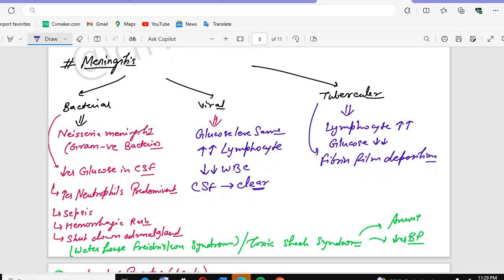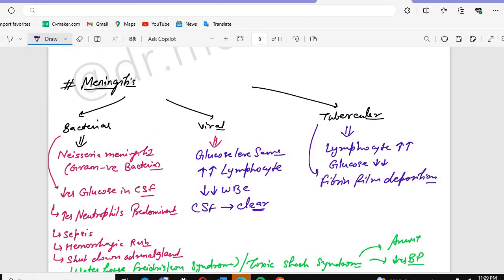Then it will be viral. What you will see is an increase in the lymphocyte level, and the glucose level would be normal. In tubercular meningitis also the glucose will be decreased. Remember, here more decrease and there less decrease. Then the lymphocyte level would be increased in tubercular, and fibrin film deposition would be seen. Okay, so this is all about meningitis.